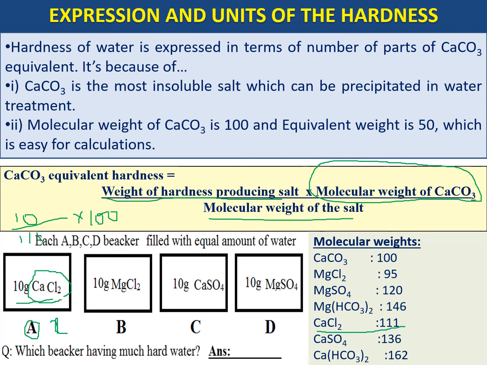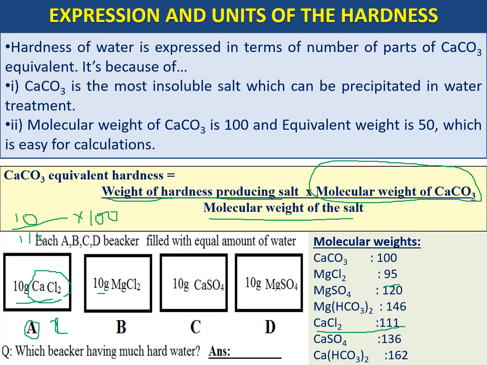Like that, if you apply the same principle for the remaining beakers: 10 grams of magnesium chloride, molecular weight 95, so 10 by 95 into 100; calcium sulfate 136, 10 by 136 into 100; and magnesium sulfate 10 by 120 into 100. You will get the x value, y value, z value. Okay, but these are all in CaCO3 equivalents. Now you can easily tell which has the higher value, that has higher hardness.